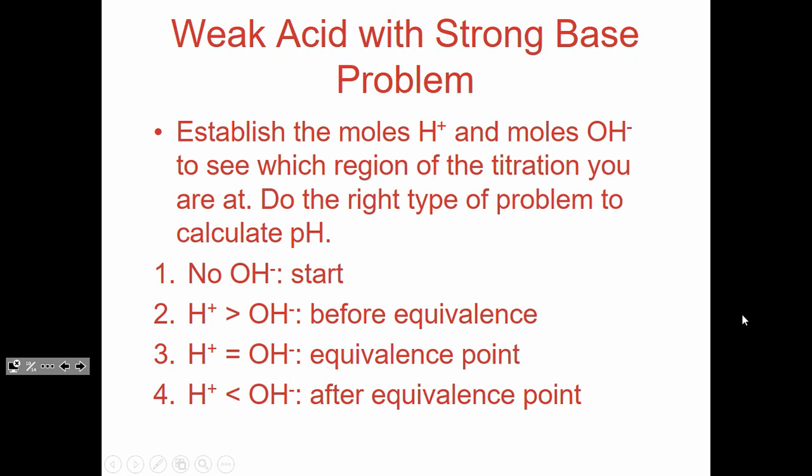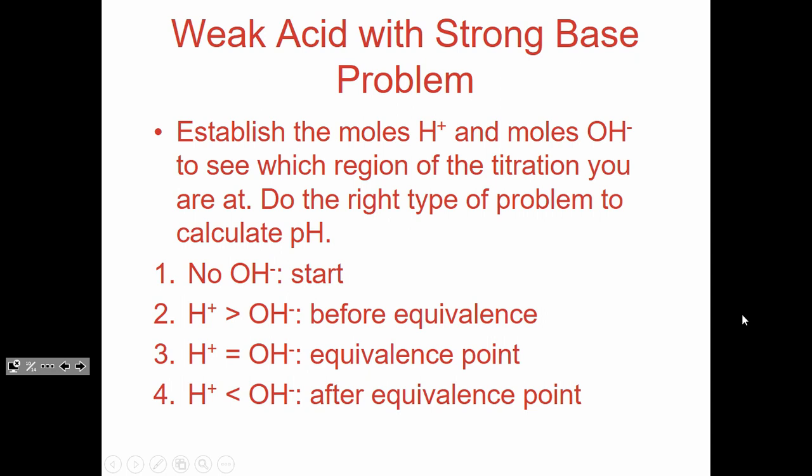So one of the first things you should always establish, based upon the volumes and the concentrations given, is how many moles of H plus and how many moles of OH minus do we have? Because that's critical to understanding our concentrations and where we're at in the titration. So always establish that up front. Another useful thing to know at the beginning of the titration, and we looked at this yesterday on how you do it, is to calculate the equivalence point volume.